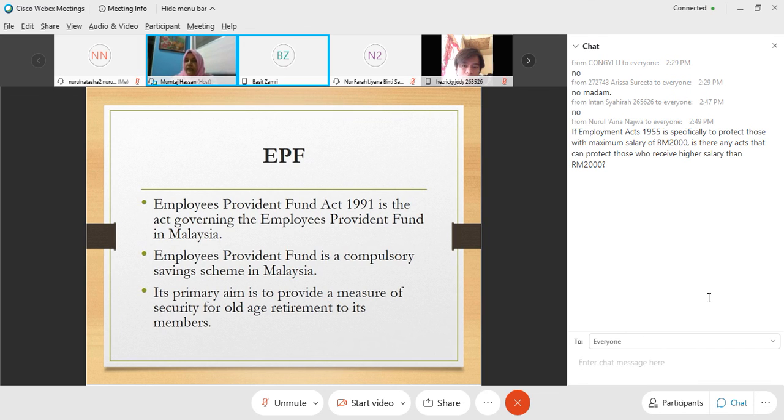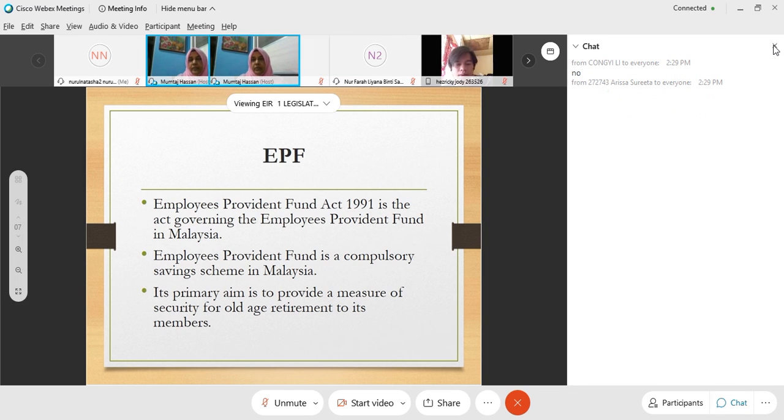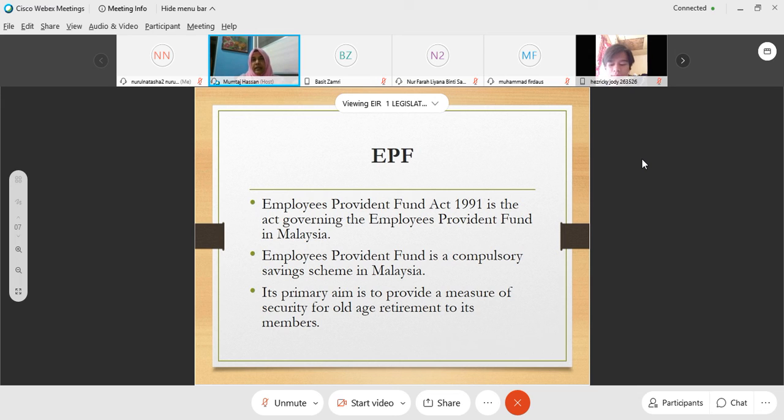If your salary is more than 2,000, you have to look at your own personal contract. That's why when you go to work, or when you've been appointed, you have to know what your rights are. The Employment Act gives you the minimum. Normally when you are appointed, you are only told how many days of annual leave you are entitled to, how many days of maternity leave, and not much else is stated. So what the employer can do is give you more than what has been stated in the Employment Act. That's why it's very important to know your rights.